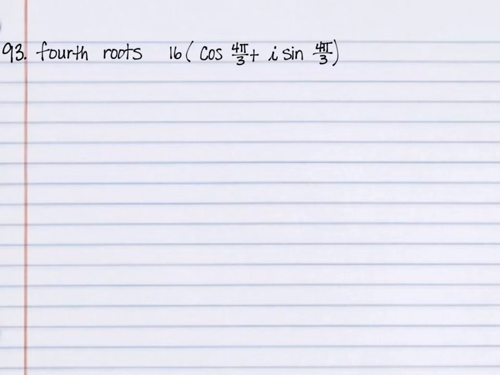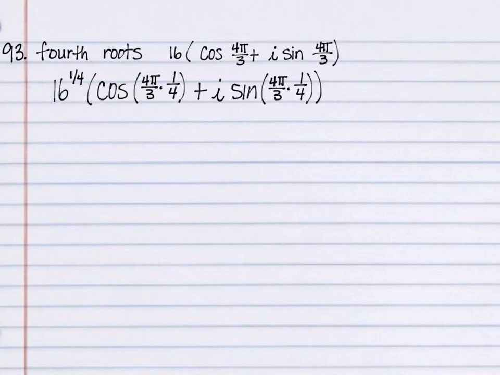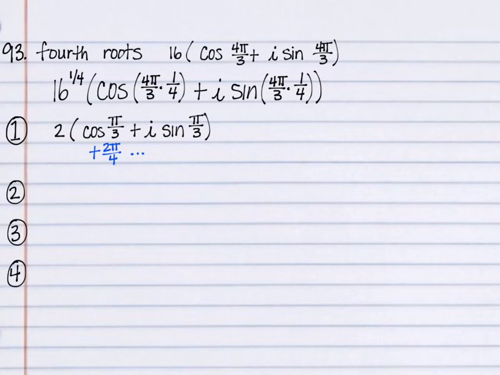For 93, you're asked to find the fourth roots. Remember, that's plural. And since it's fourth, there's going to be 4 answers. We take the modulus, raise it to the 1/4 power, since it's a root. We take the angle and we multiply it times the 1/4, simplifying. And that is our first of 4 answers.